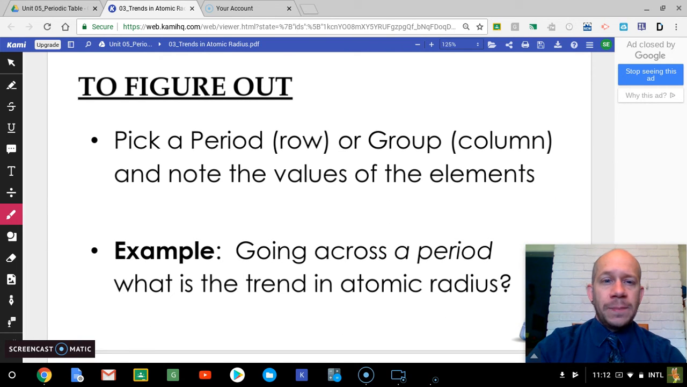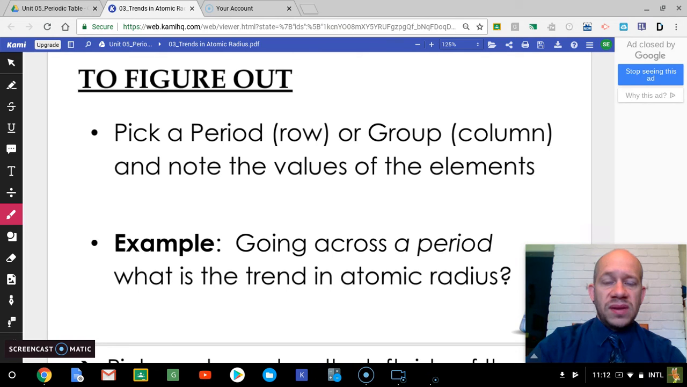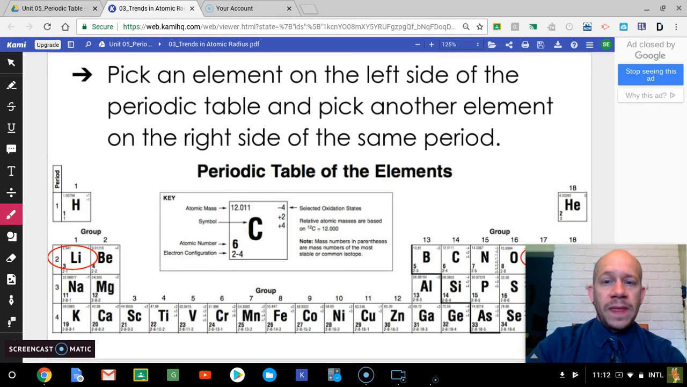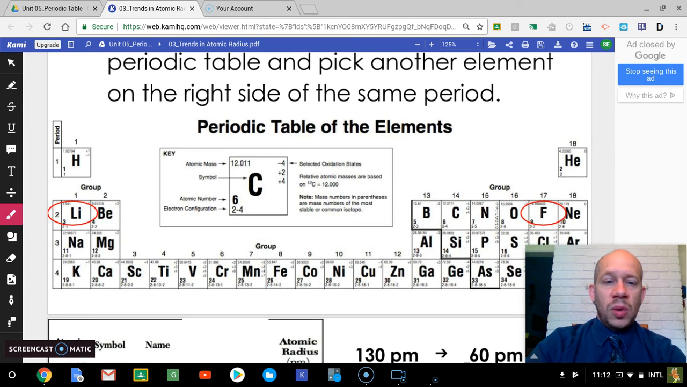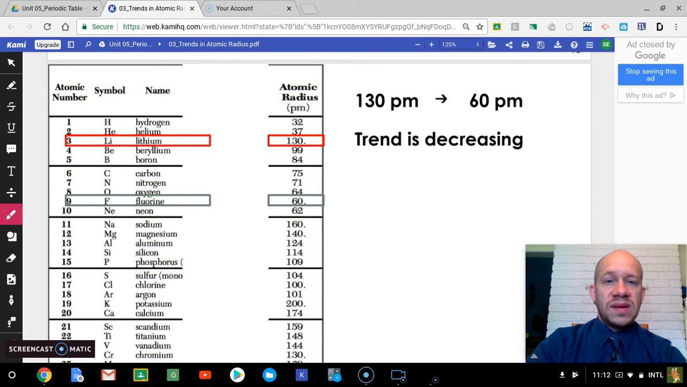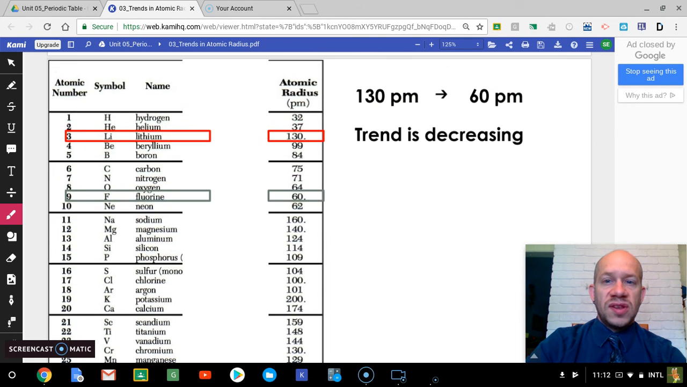To figure it out, pick a period or row, or group or column, and note the values of the elements. So if I go across a period, what is the trend in atomic radius? First, pick an element on the left side of the periodic table, and then pick another element on the right side of the same period. Lithium and fluorine are both in period 2. One's on the left, one's on the right. I'm going to go to Table S and find those 2 elements. Lithium has 130 picometers. It's on the far left. And fluorine has 60 picometers, which is smaller than 130. Therefore, my trend is decreasing.